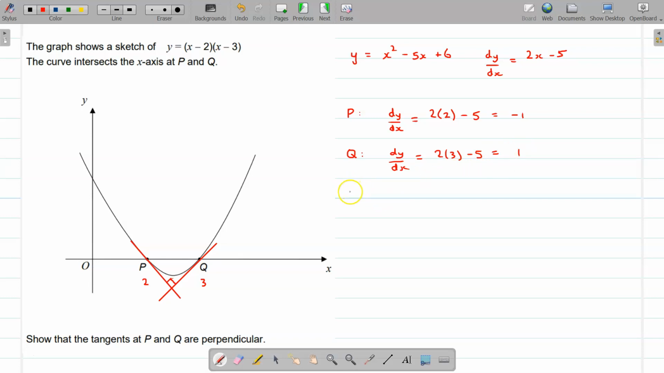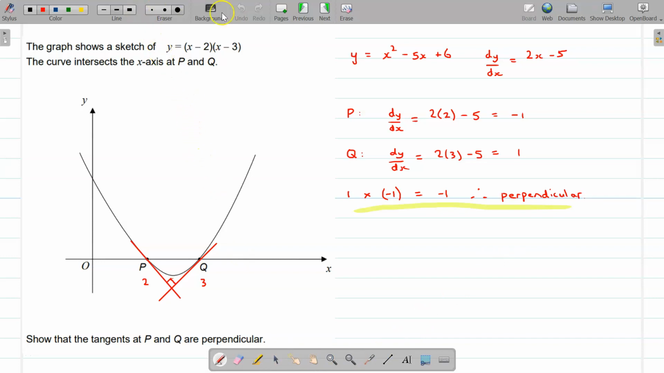And if you multiply the two gradients together, you get minus 1. And that means the lines are perpendicular, because a perpendicular line has a gradient that is the negative reciprocal of the other. All right, and so all you need to do now is just say therefore perpendicular. Okay, and that's it.